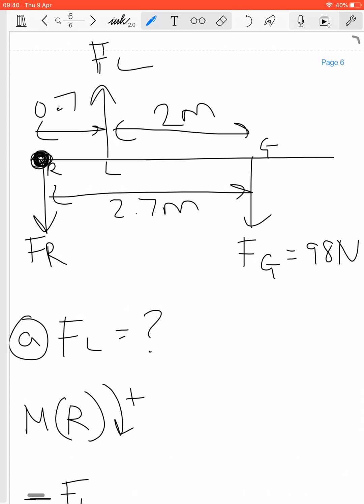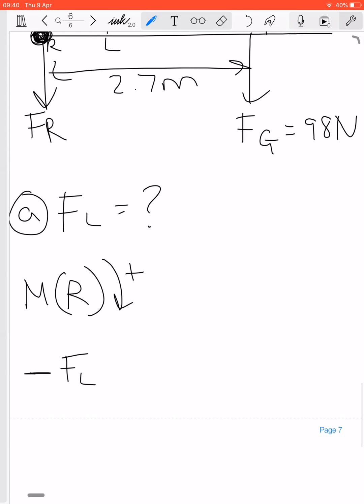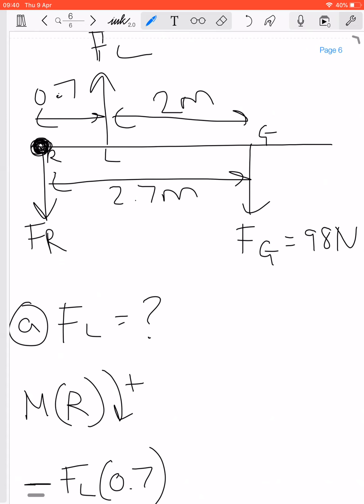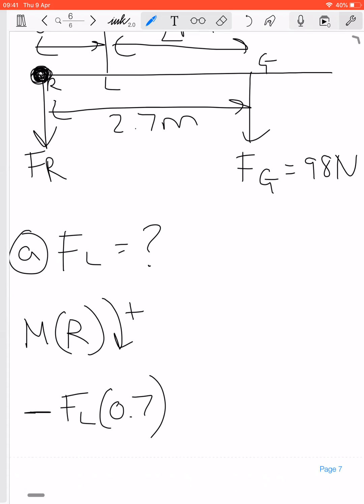What is the perpendicular distance from your pivot? Well, it's 0.7 meters from R to L, so we're going to times that by 0.7. Okay, first point done. Right, let's move along the pole now, and you get to point G, because we've just done L. So G, they've given you the value. They told you it's 98 newtons, so we're going to put a 98 here.